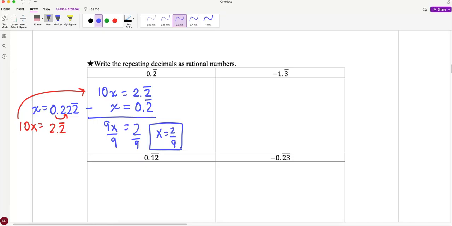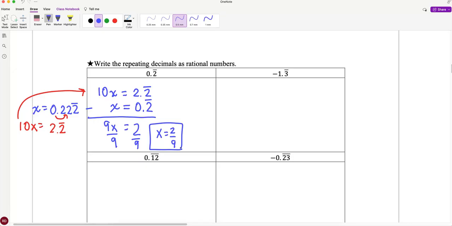Now, you're going to see this on a quiz or a test, and this is what I expect to see. I want to see the algebraic work that gets me the answer. You may look at this and remember that 0.2 repeat is 2/9, and good for you, but I want you to show me how we prove that. Let's look at another example.